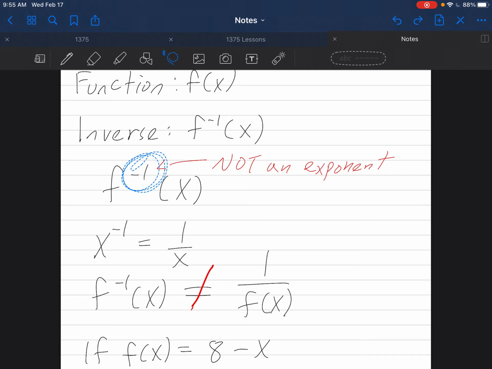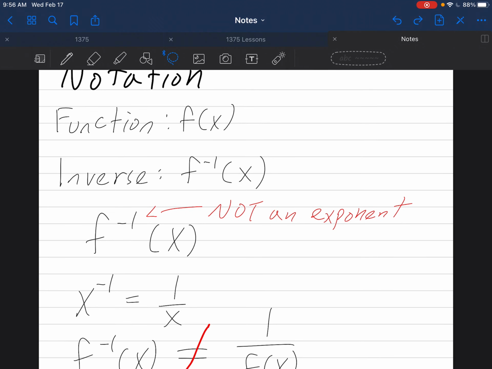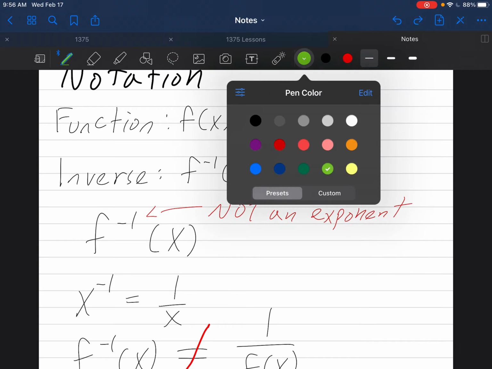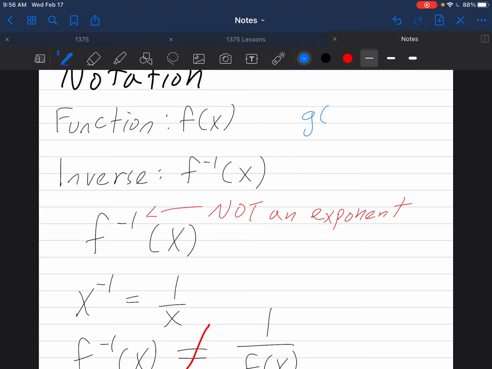In fact, it is not. This is not an exponent. All this is the notation, the shorthand of an inverse function, right? If a function is labeled f of x, that means its inverse is going to be labeled as f negative 1 of x. If a function is labeled as g of x, that means the inverse is going to use the same notation, g negative 1 of x. And I'm not going to say g raised to the power of negative 1 or something like that, right?